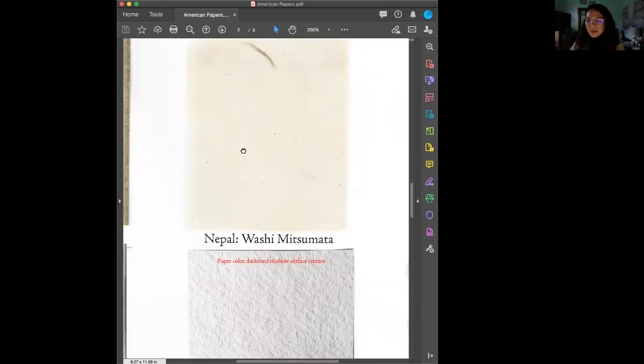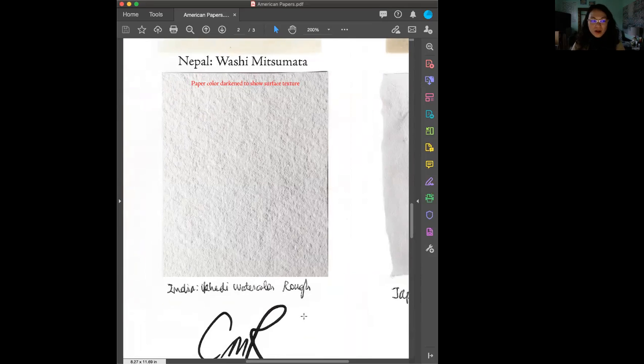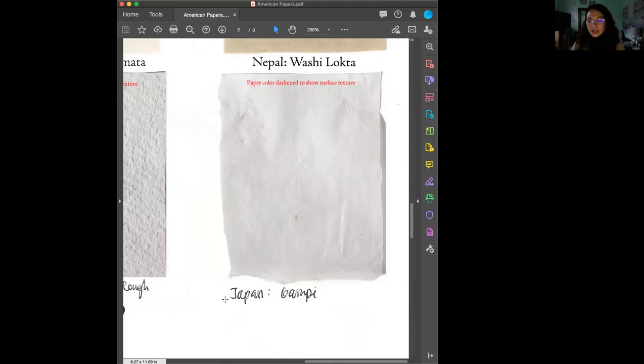So remember what I was talking about, how these papers are strong because of the long fibers? That is exactly why this Gampi is so strong and durable. I don't know if you can see, but this is like a tissue paper. It's like 1-ply tissue, but it is one of the strongest papers out there. The Gampi fibers, through its processing, gain transparency, and it is a crispy and delicate paper. Very, very expensive because it's difficult to harvest and has to be done by hand.